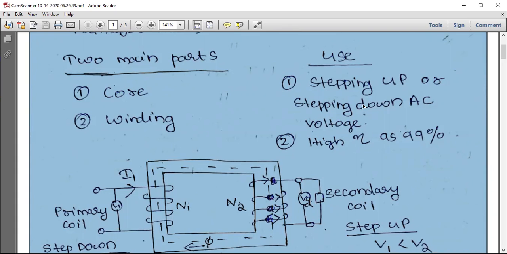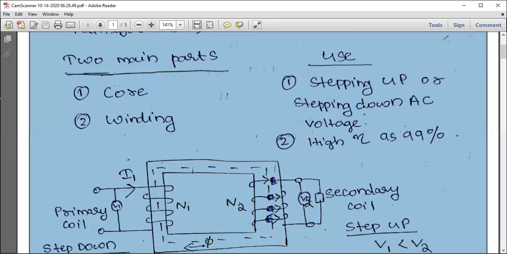Then in the last class I told you about some other advantages. It isolates the DC while it permits only the AC, and it is used for impedance matching so that we get the maximum power transfer from source to load. So the main basic advantage is stepping up and stepping down of AC voltage. Then it permits only the AC voltage, and there is no transfer of DC through a transformer. We use some other devices for stepping up and stepping down of the DC voltage. And then it is also used for impedance matching.